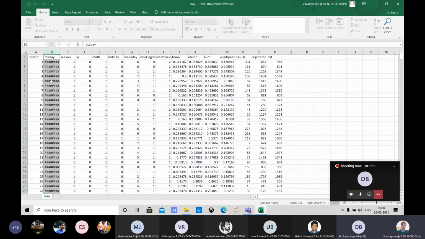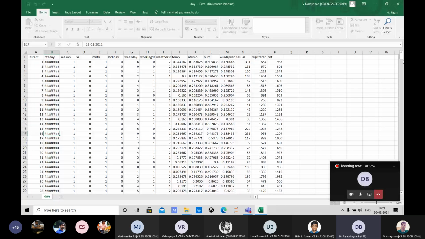I think it's fine. So the date is not going to help us in this context. But if you have more specific questions, for example, the second week of April every year, I want to know what the demand will be, then you can consider the date variable also. Otherwise, if you consider everything, how many variables do you have? B, C, D, E, F, G, H, I, J, K, L, M, N. Actually, N variables you have.